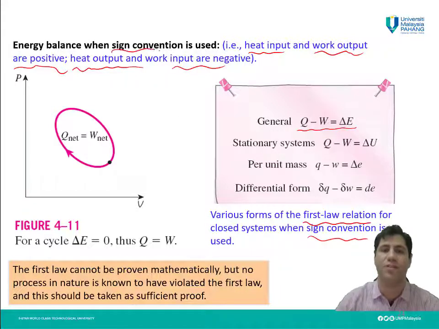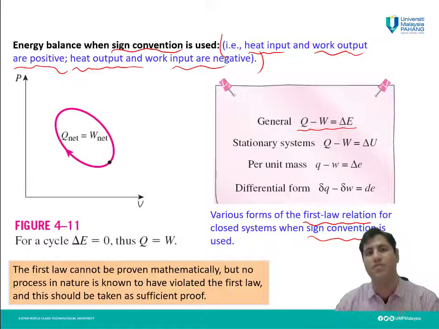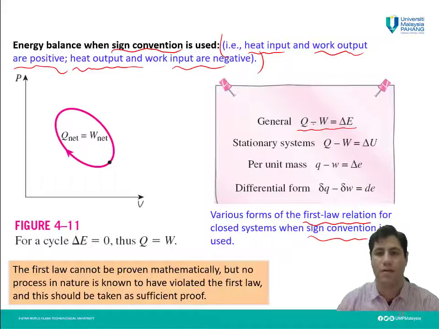We call this sign convention. So the general form is like this: Q minus W equal to delta E. When we are going to solve a problem, first we imagine we have Q to the system, positive sign, and W done by the system on the surroundings, or negative sign, or work on the system. So usually we imagine we have work to the system and Q from the system. Q minus W equal to delta E.